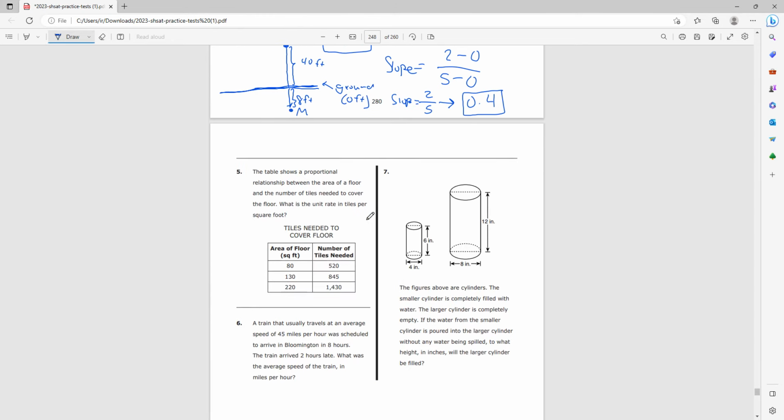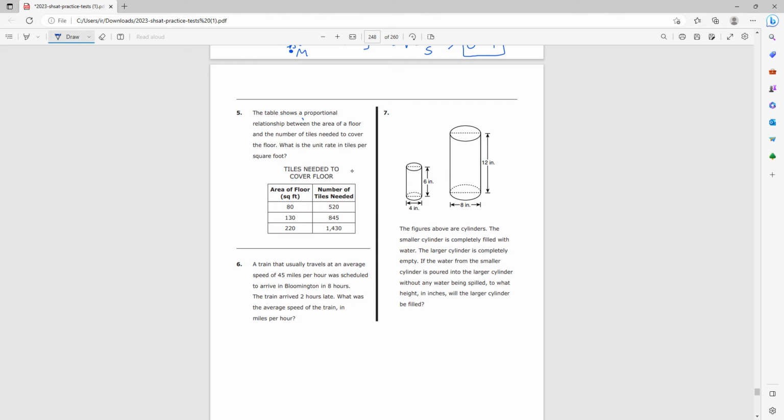So moving on to number 5, it tells us that the table shows a proportional relationship between the area of a floor and the number of tiles needed to cover the floor. What is the unit rate in tiles per square foot? So another thing, unit rate is equal to slope. So it's asking us the unit rate in tiles per square foot, right? So let's take one of these rows and look at it.